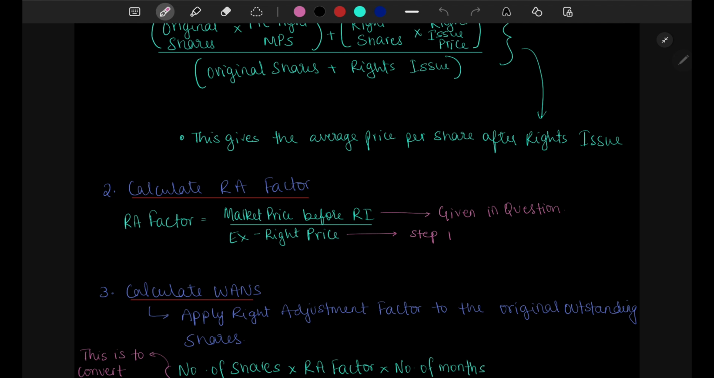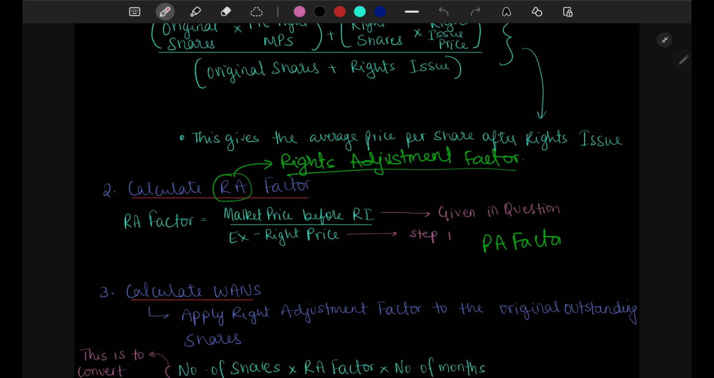Now we will have to calculate the RA factor. RA factor is the rights adjustment factor. Basically what we're going to find out is the amount that is to be multiplied. RA factor is the amount that is to be multiplied to the pre-right number to make it into post-right, or x-right.